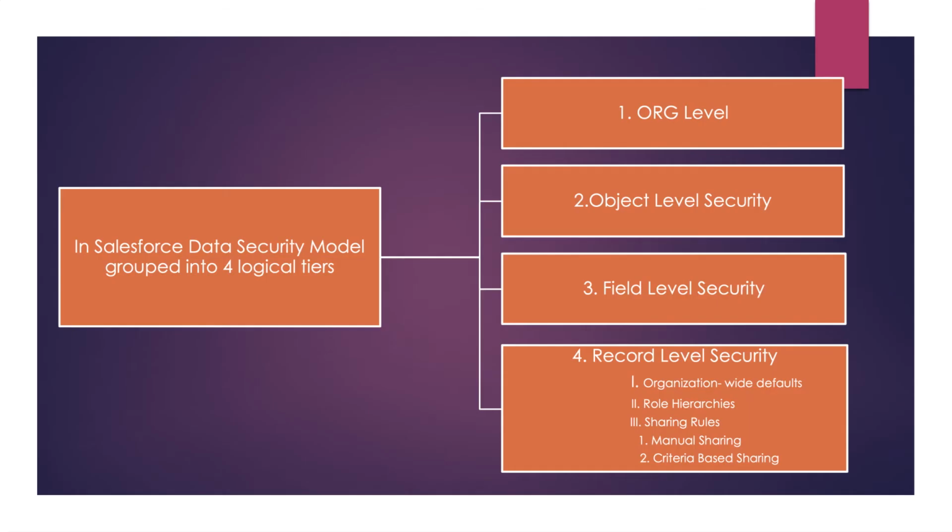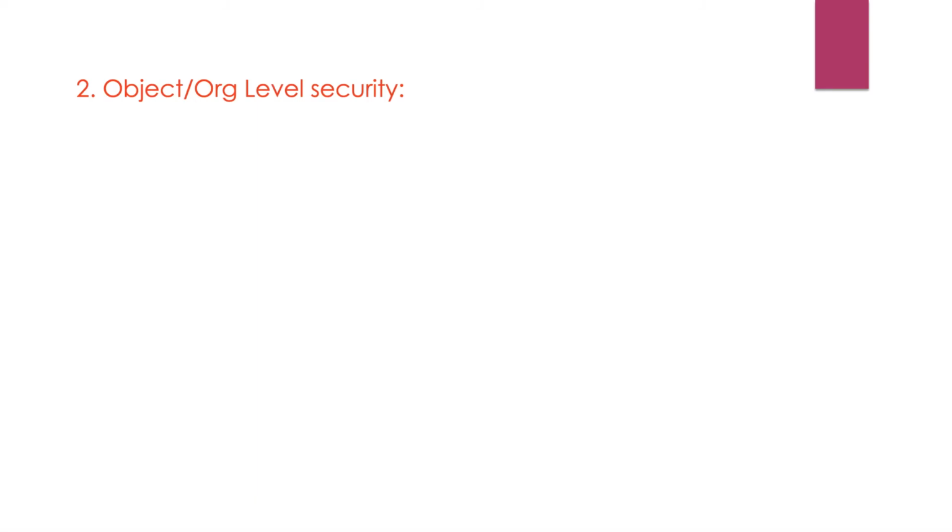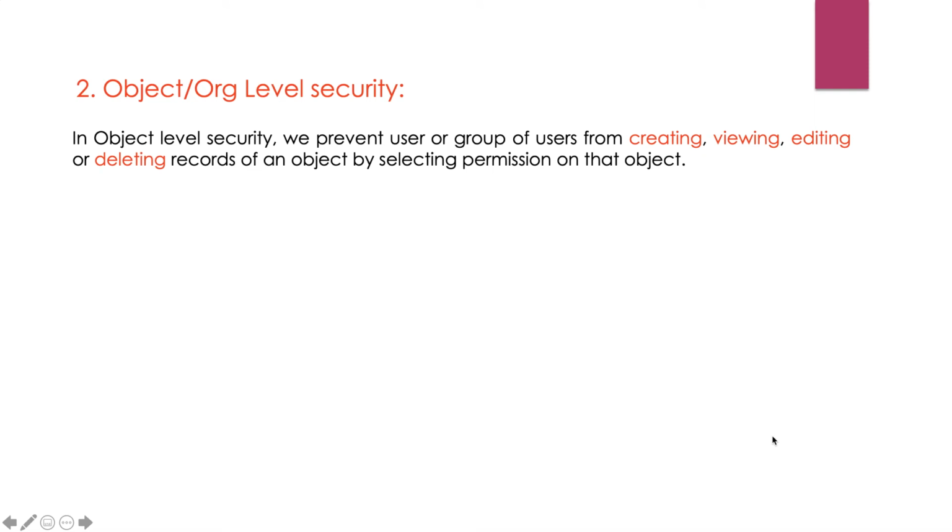In this session, we are going to see what is object level security. In object level security, we prevent a user or group of users from creating, viewing, editing or deleting records of an object by selecting permissions on that object. Now I'm going to take an example.